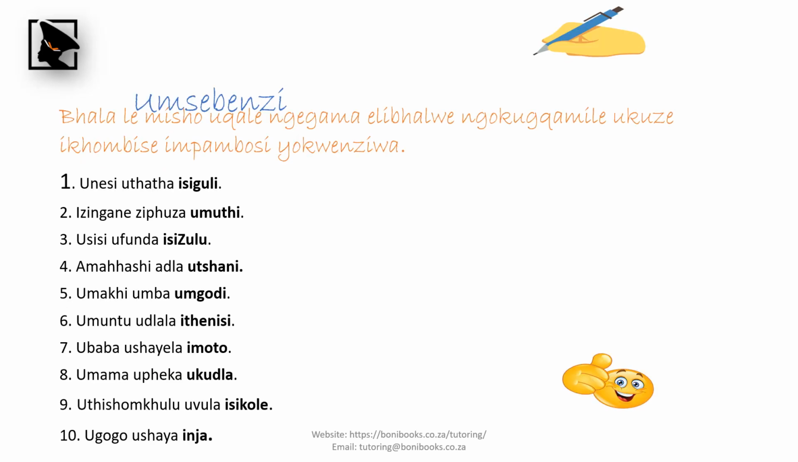But again, I have this exercise for you that I want you to do for today. It says, bhala le misho uqale ngegama elibhalwe ngokugqamile ukuze ikhombise impambosi yokwenziwa. This is just a long instruction, but let me clarify it for you. It says, bhala le misho uqale ngegama. So you are going to rewrite these sentences, but you are going to start with the highlighted word so that the whole sentence ends up Impambosi Yokwenziwa.